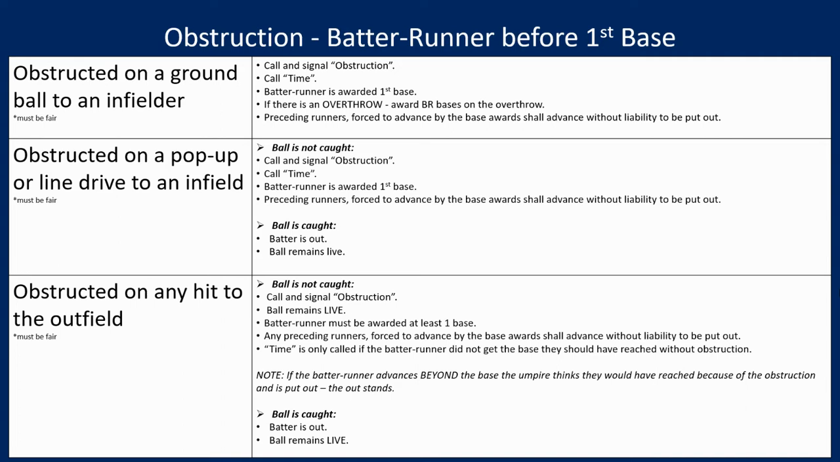So in the situations, anytime it's a pop-up and the batter runner is obstructed before first base, whether that's in the infield or the outfield, and it gets caught, the batter is out and the obstruction doesn't give them that base. So 3 different situations, 3 slightly different applications of the rule. Let's take a look.